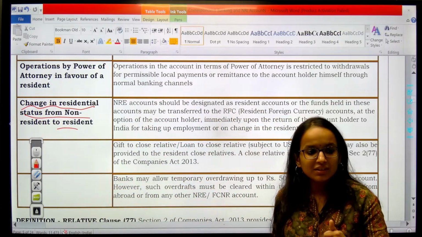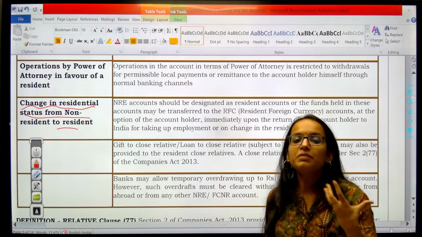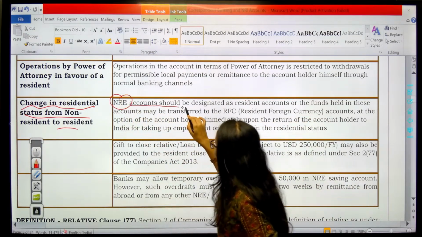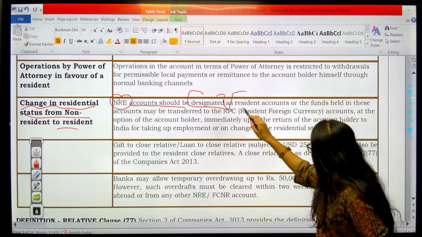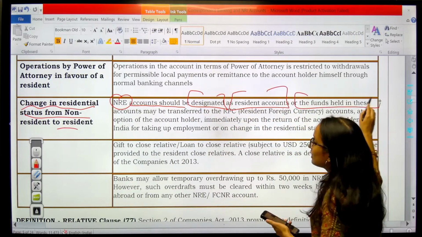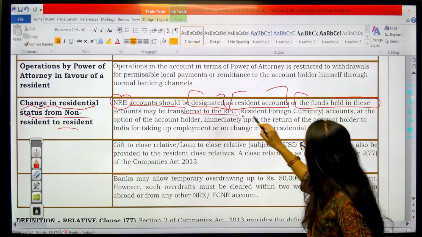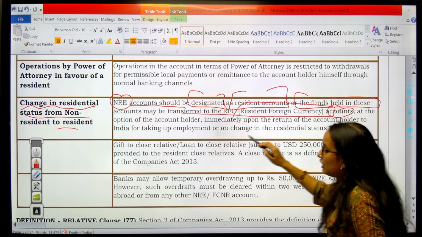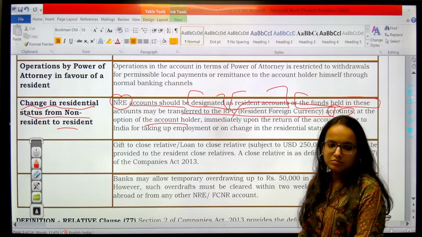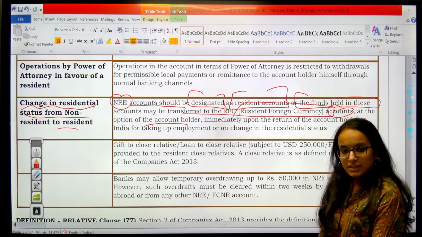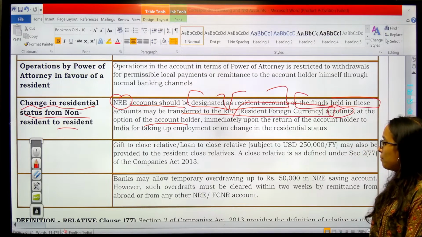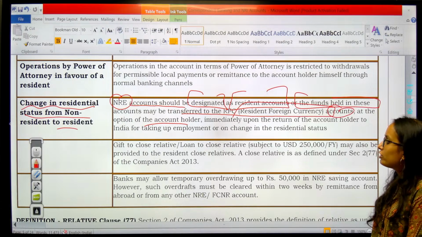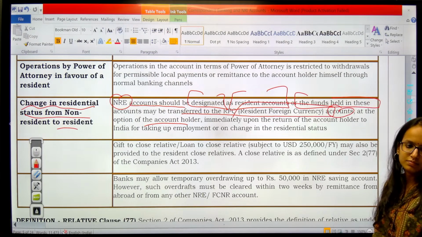If there is a change in the status from non-resident to resident, then what happens to the account, right? NRE accounts should be designated as resident accounts, or the funds held in these accounts may be transferred to the RFC, resident foreign currency accounts, at the option of the account holder, right? Immediately upon the return of the account holder to India for taking up employment or change in the residential status.